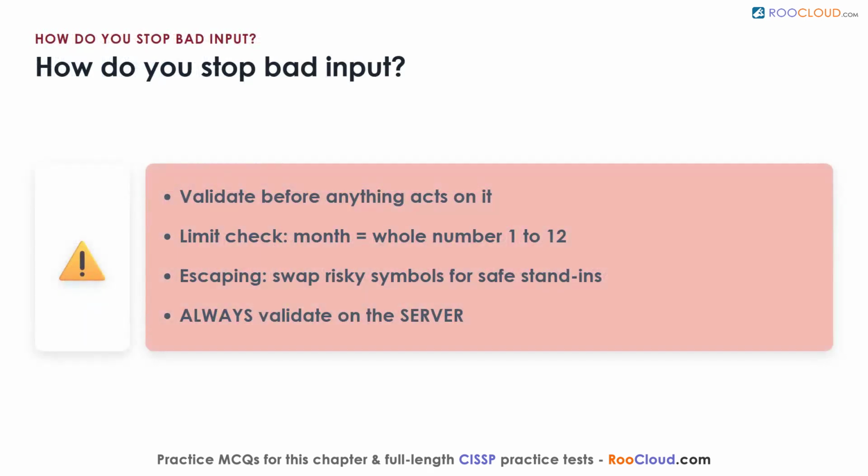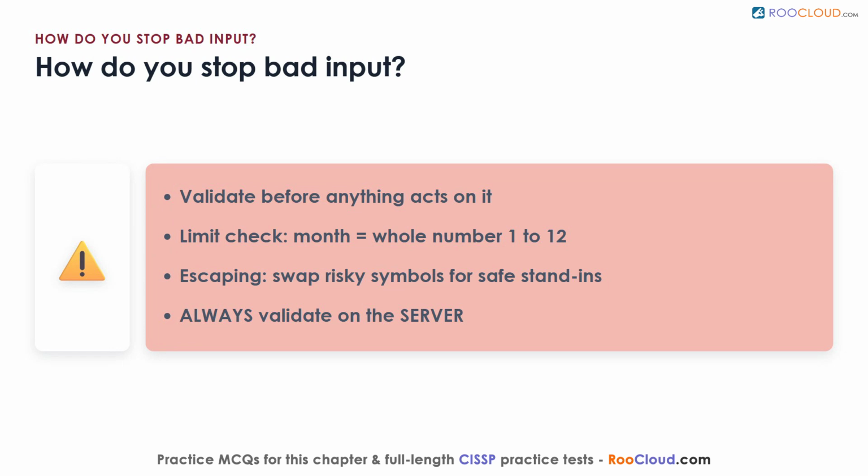How do you stop bad input from breaking a program? You validate it. Input validation checks that whatever a user submits matches what the code expects before anything acts on it. If a field asks for a month, the program should insist on a whole number from 1 to 12, a rule called a limit check, and politely reject anything else.